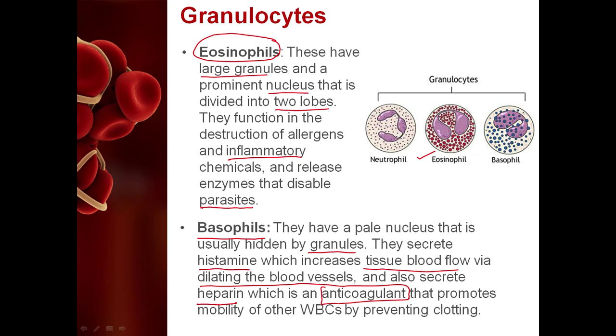And you can easily see here the diagram of the basophil, right? So these are the three types of granulocytes. First, neutrophil we have seen in the previous slide, and the eosinophils and basophils, for them we have seen the description here.